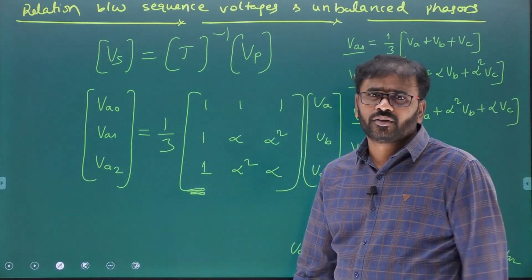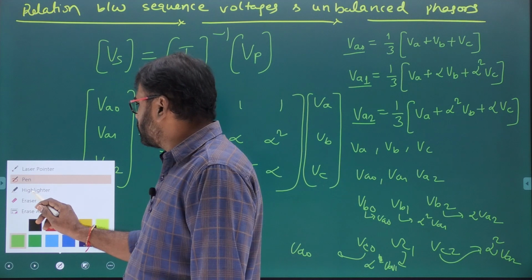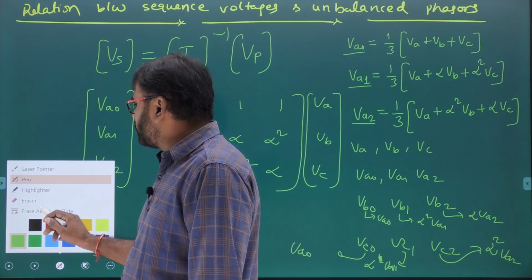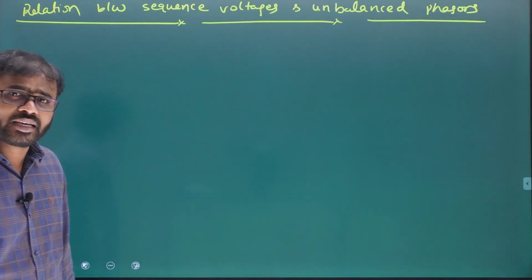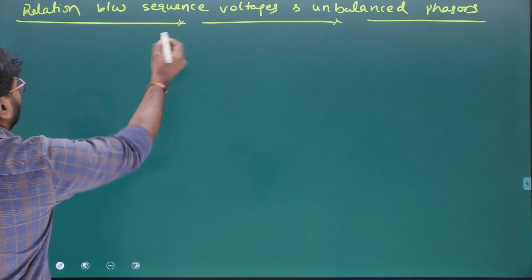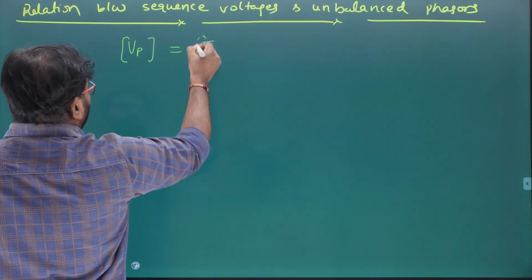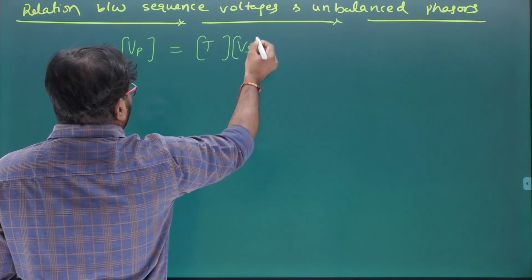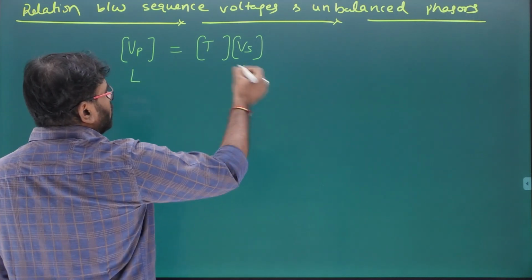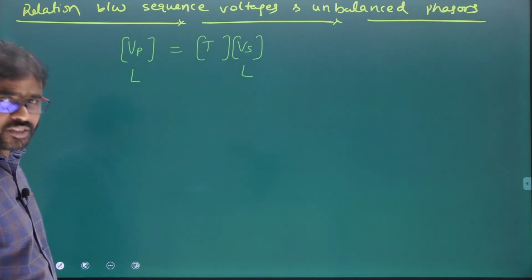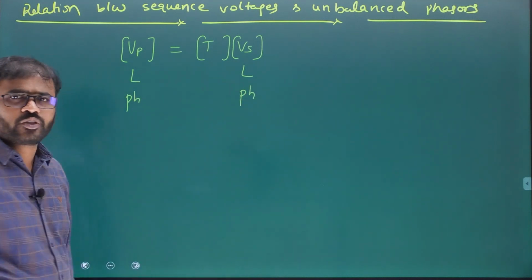Similarly you can write for current. Clear? But one more thing you need to notice: the sequence transformation matrix we defined is valid for line voltages and phase voltages, line currents and phase currents. The primary voltage matrix is written as T times VS. Correct or not? Suppose you substitute line voltages here, then this is also the line value of sequence voltages. If I substitute phase voltages here, this is also the phase value of sequence voltages.